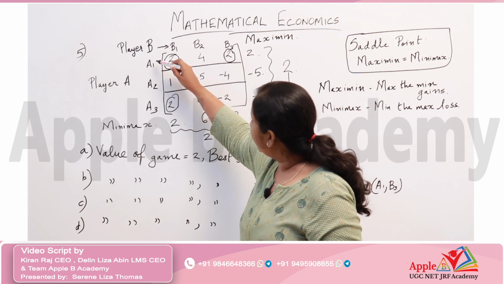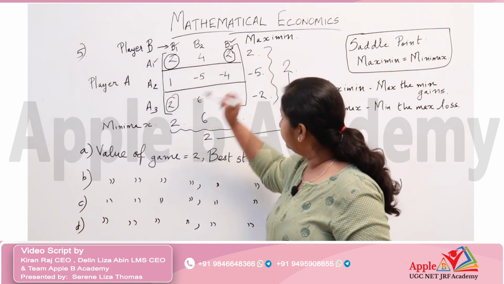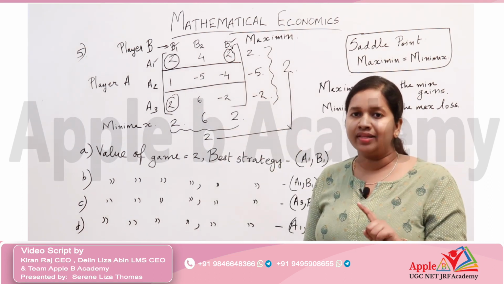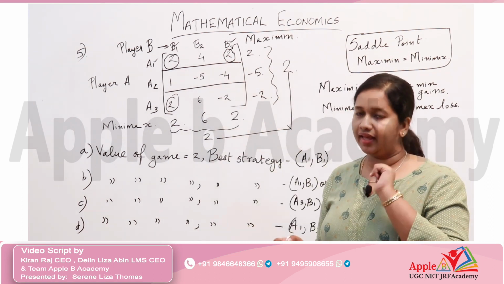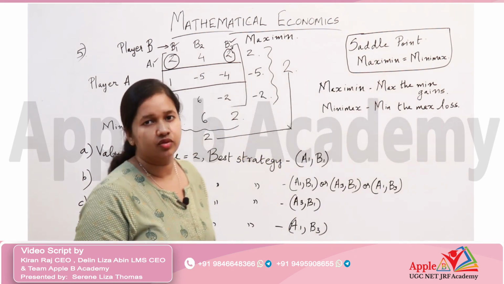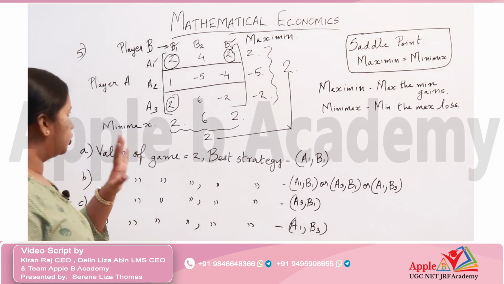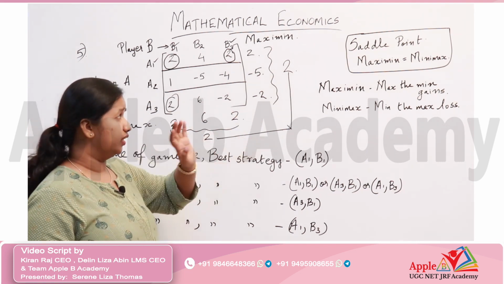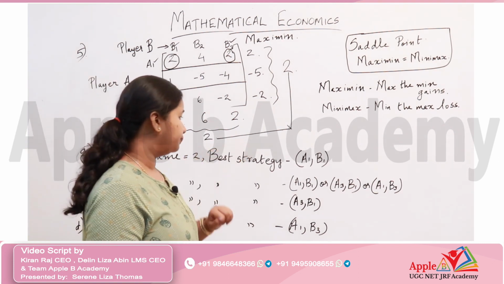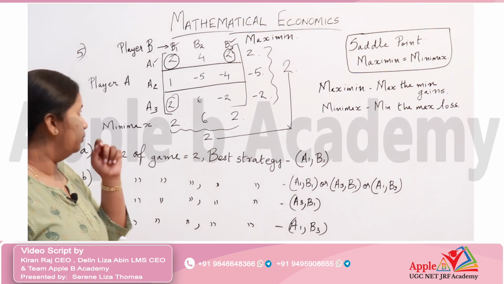So, A1 B1, A1 B3 and A3 B1, these three are the best strategies for player A and player B. Now, let us look at the options. The saddle point, or the value of the game, is 2. That is confirmed for sure, because the maximin is equal to the minimax at 2. Now, we need to look at the best strategies.